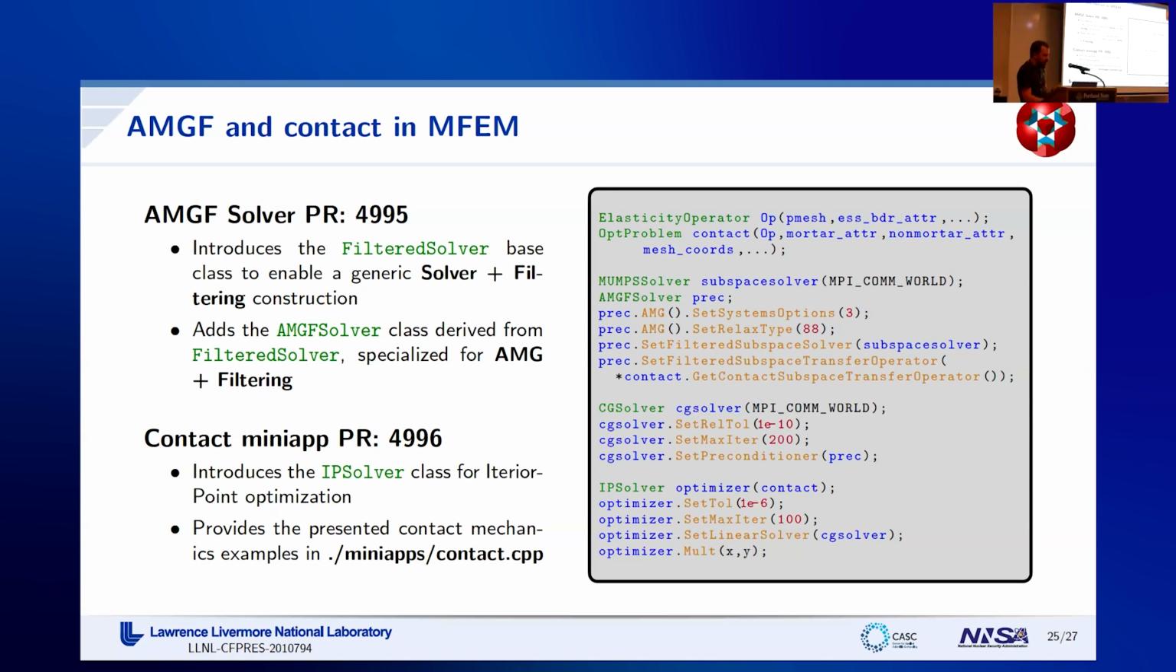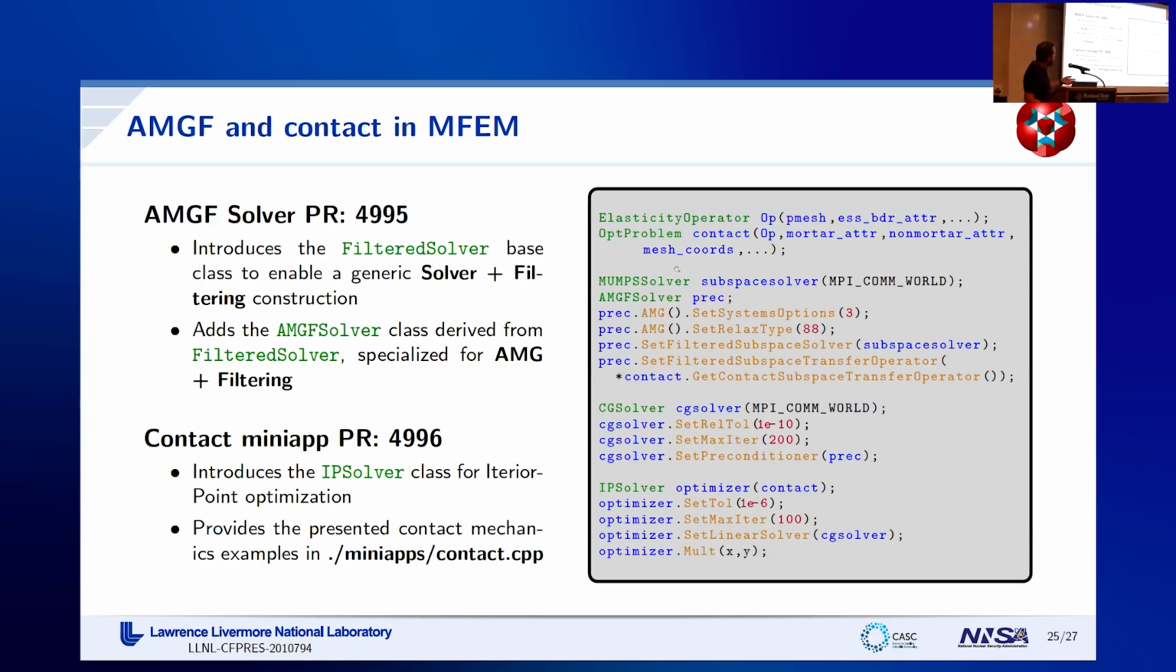So one is introducing this filter solver along with the AMGF solver. Filter solver because it doesn't have to be AMG plus filtering, it can be any solver plus any solver. So that's like the base class, and from that we'll have the AMGF. And along with that, we'll have the contact mini-app here, which introduces the interior point solver, which is going to be local in the mini-app directory. And it will provide all the examples that I gave here.